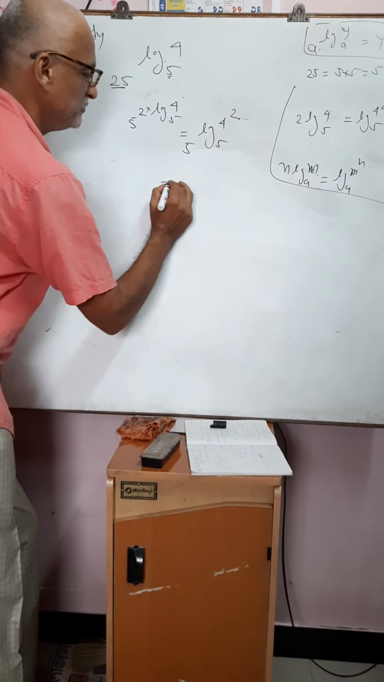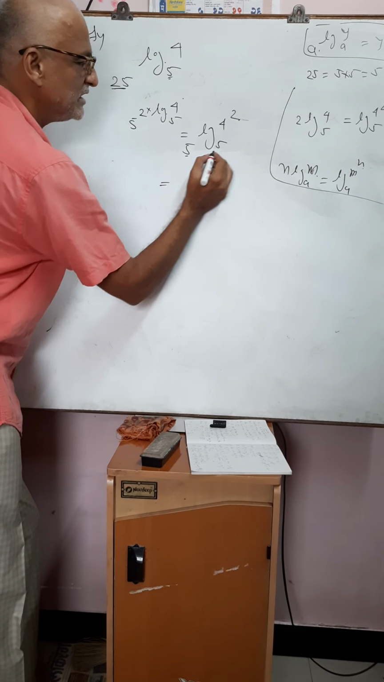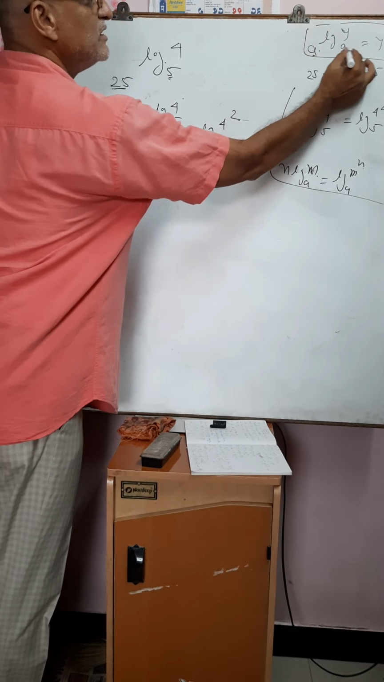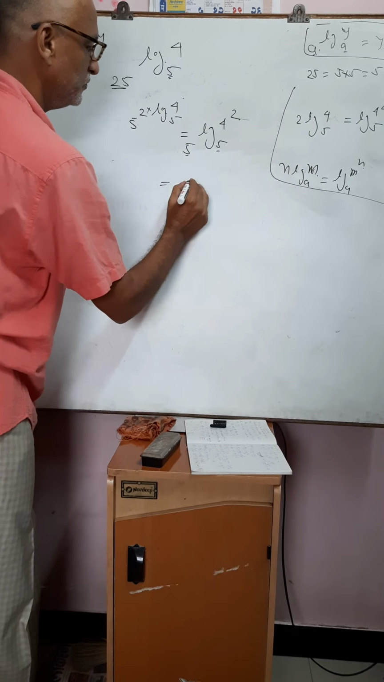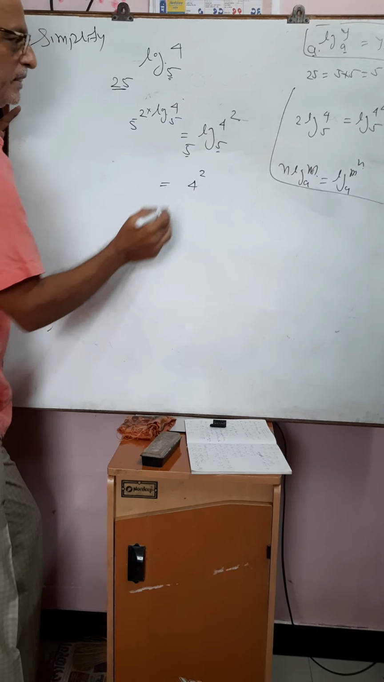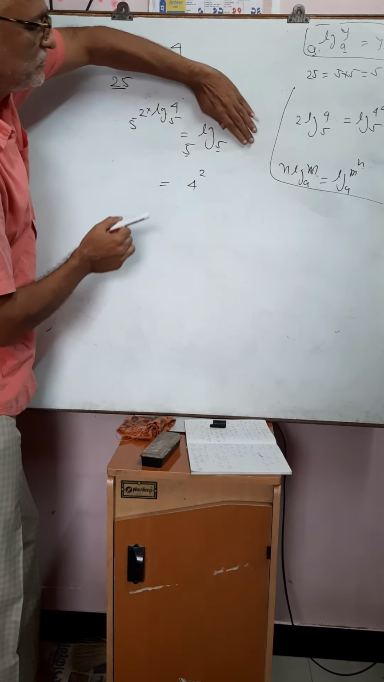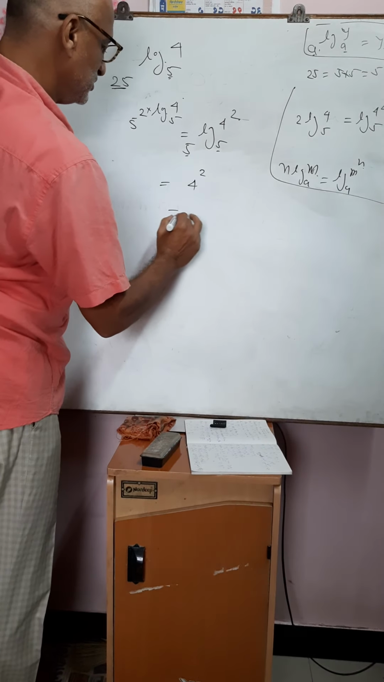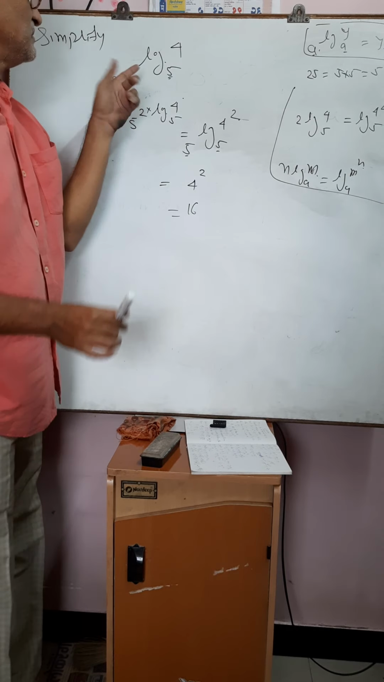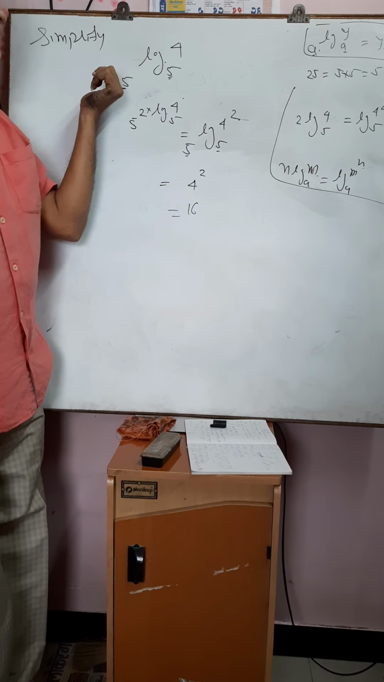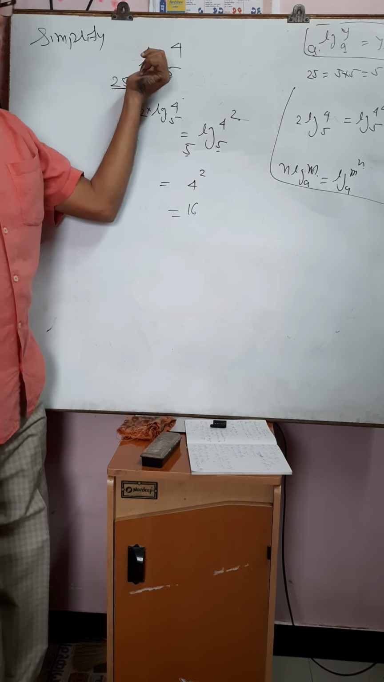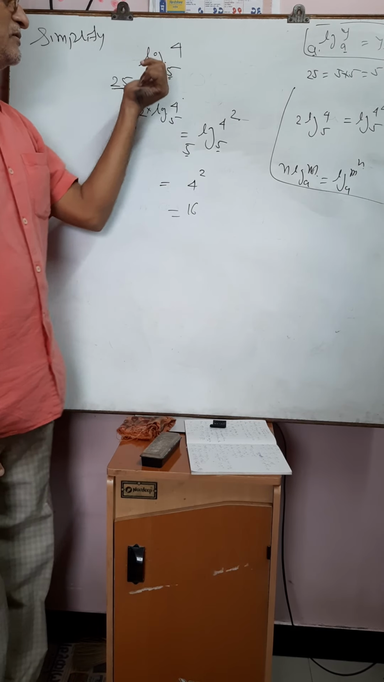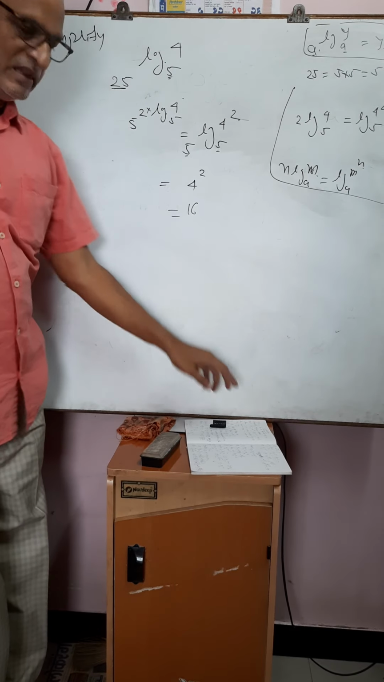Now since this base and base are the same, here a and a are the same, the value is y, so it is equals to 4 square. ये हो गया आपका बेस सेम, दिस इज y, तो आपका y यहाँ पे आ गया 4 square. Now 4 square is equals to 16. So your answer or simplification of 25 to the power of log 4 to the base 5 is equals to 16.